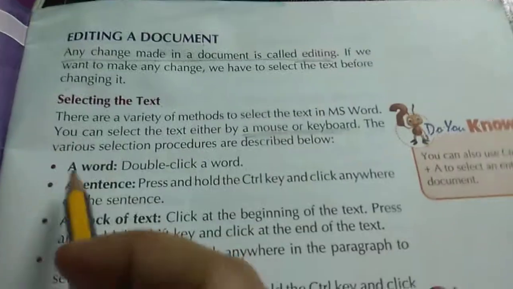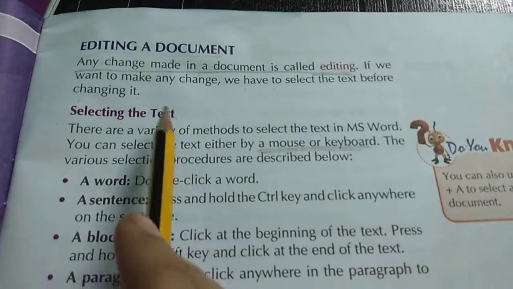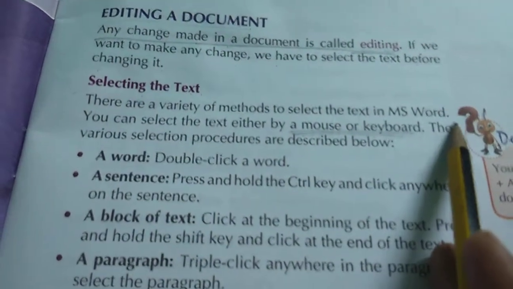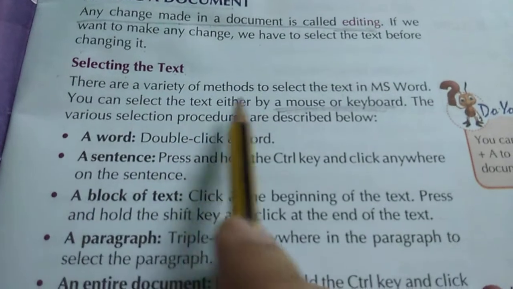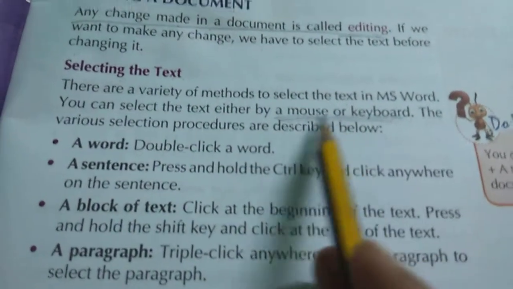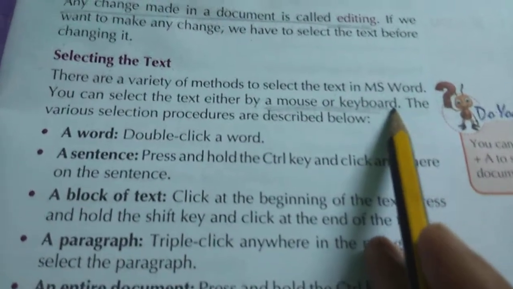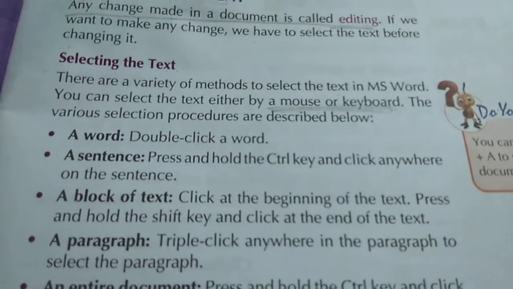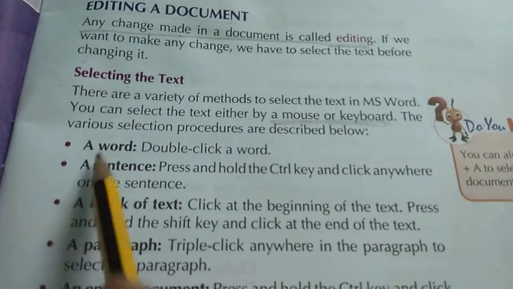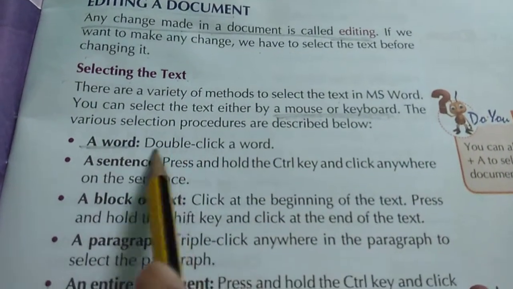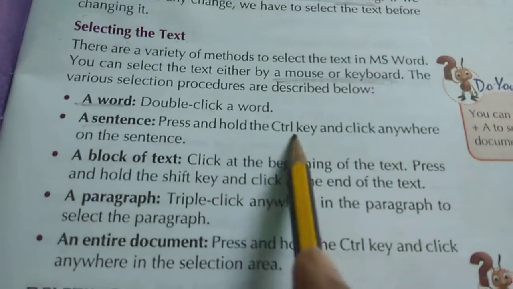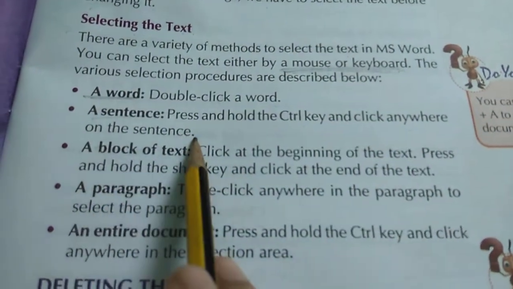Now see, how will you select? Now selecting the text. There are a variety of methods to select the text in MS Word. You can select the text either by a mouse or by a keyboard. Okay. Now, the various selection procedures are described below. Now see, if you want to edit a word, what will you do? Double click a word. A sentence, press and hold the control key and click anywhere on the sentence.